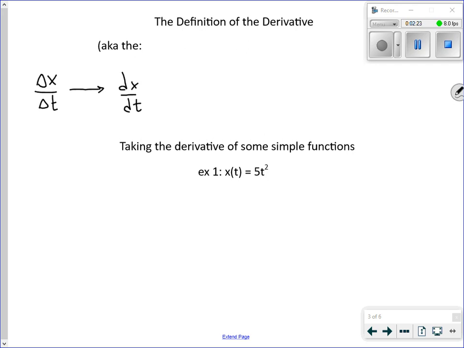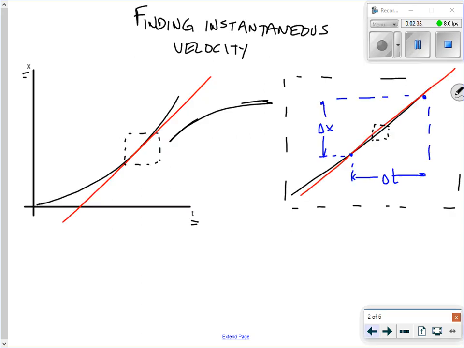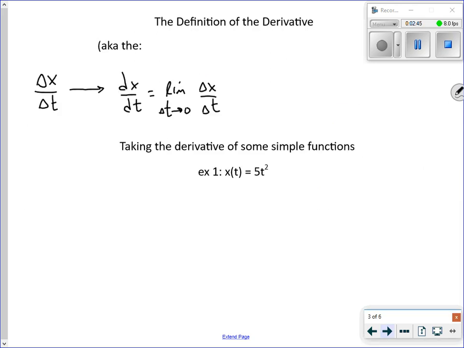Where, by definition, this is equal to the limit as delta t approaches 0 of that delta x over delta t. So what we're saying is we keep zooming in and zooming in until we define this secant with a smaller and smaller delta t that encompasses a smaller and smaller delta x. And eventually we just keep shrinking it down until that delta t actually approaches 0.